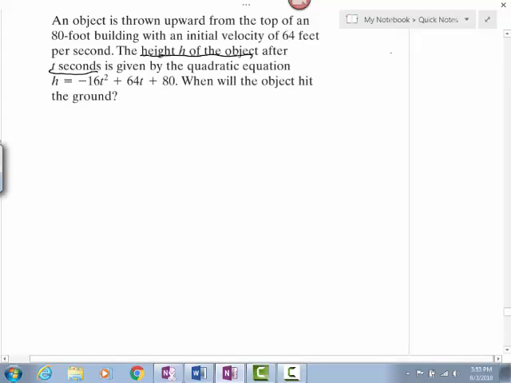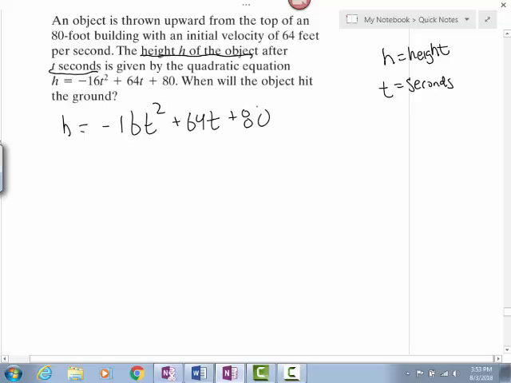So again, h stands for the height, t stands for the time in seconds. I'm going to write down my equation. h equals negative 16t squared plus 64t plus 80. When the object hits the ground, that tells me that the height is now going to be 0.